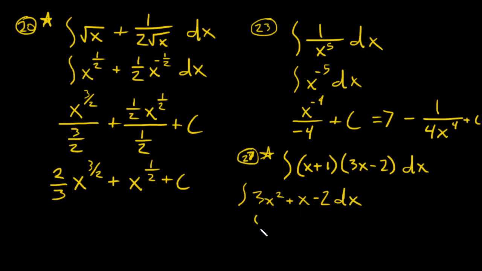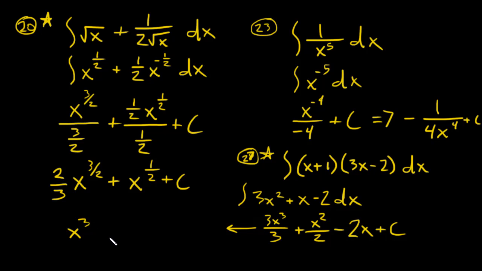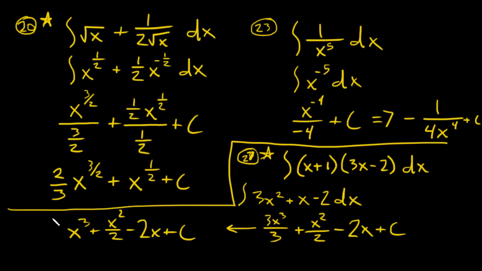So I'm going to take the 3 with me. I'm going to add 1 to the 2 to give me x to the third divided by 3, plus x to the second divided by 2, minus, what do I differentiate to get 2? 2x, plus c. I just took the integral, so that sign goes away. Now I've got it into this form. I could simplify it a little bit if I wanted to. I'm going to do it this way so I don't run the risk of cutting things off. So it's just going to become x cubed plus x squared over 2 minus 2x plus c. And that is going to be our answer to this one right here.